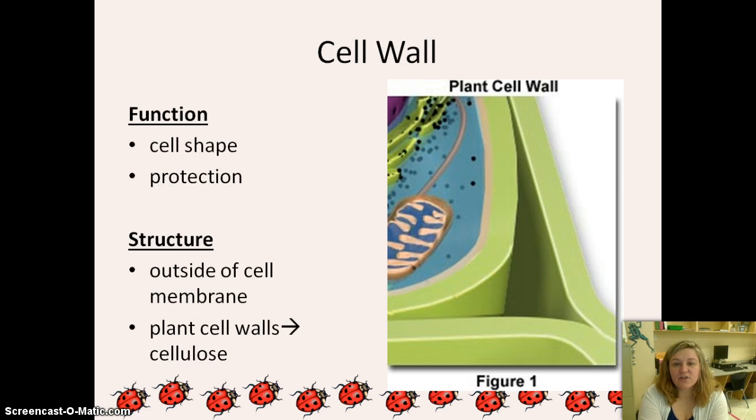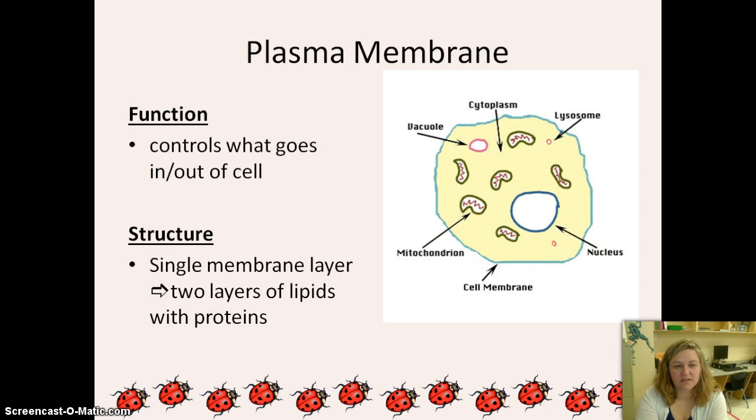First up, we have the cell wall. The cell wall can be found in plant cells and also in bacteria, or prokaryotic cells. They provide shape and protection. They're found outside the cell membrane. So this is a cell wall, this is a membrane, and notice the wall is on the outside. A lot of times in plants, they're going to have cellulose. We're going to talk a lot more about that later.